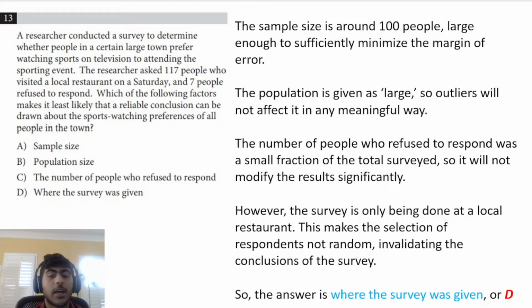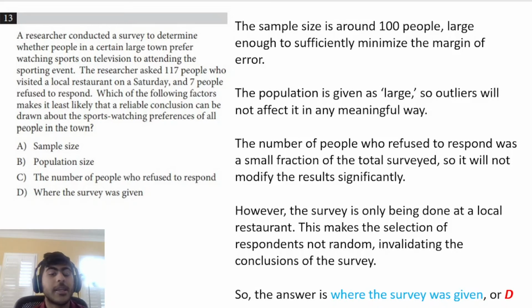It would have a much bigger impact if, say, we had like 20 people, right? Like a fifth of the people total who did not respond, that would be able to sway something significant. But 7 out of 117, which is around 5 or 6% of the total, is not going to change that much. However, the survey is only being done at a local restaurant, which makes the selection of the respondents not random. Right? There could be a specific subset of people who prefer going to a restaurant, right?